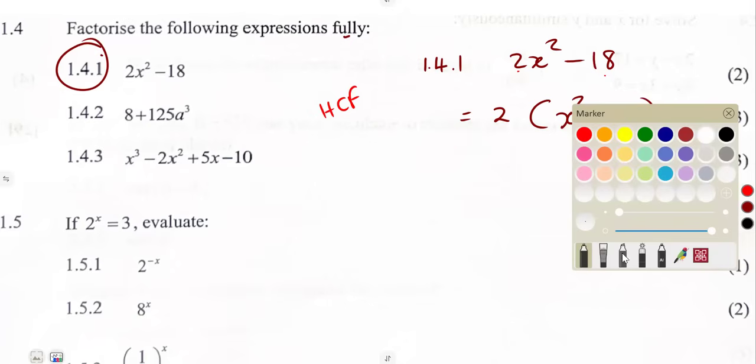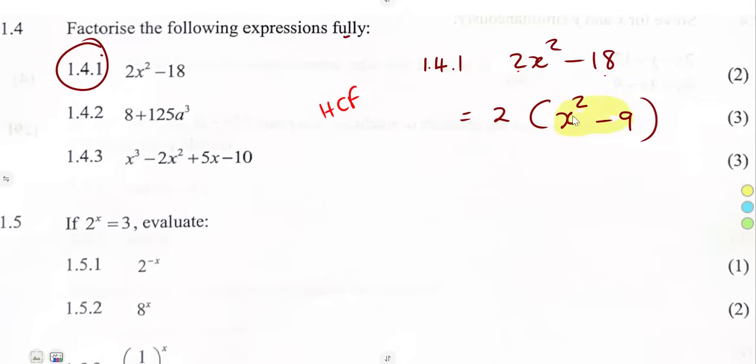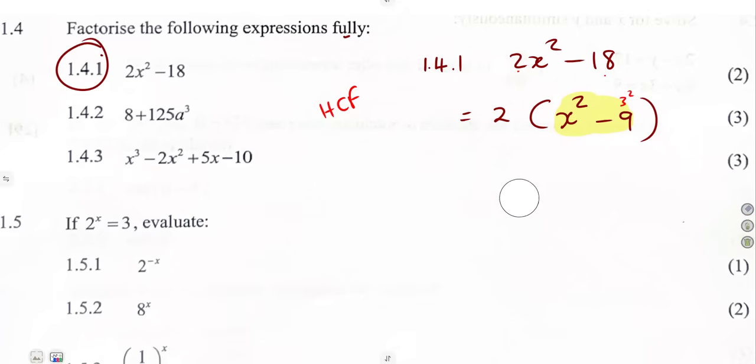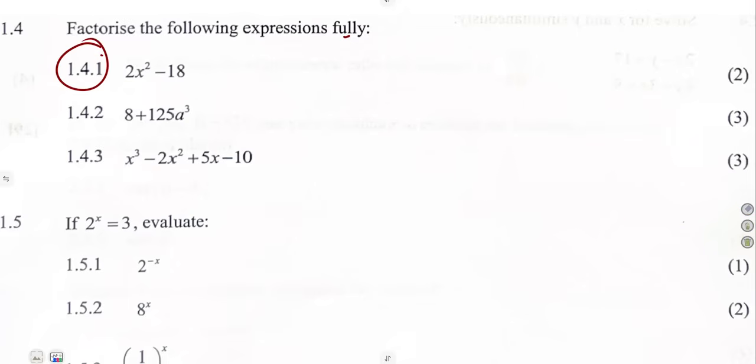What we have inside this bracket, guys, is a difference of two squares. X squared is a perfect square, 9 is a perfect square, so we can apply our difference of two squares. 9 is the same as what? 3 squared. So we've got x and 3. That's x minus 3. Another bracket is going to add. Simply, the square root of x squared is x, the square root of 9 is 3. One subtracts, another one adds. Or you can start with addition. It's not a problem at all.